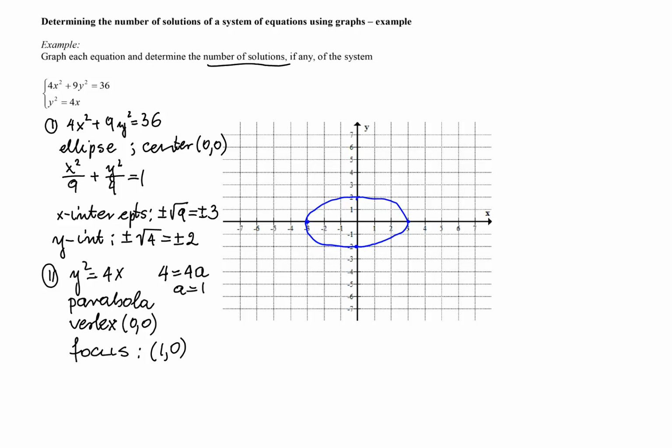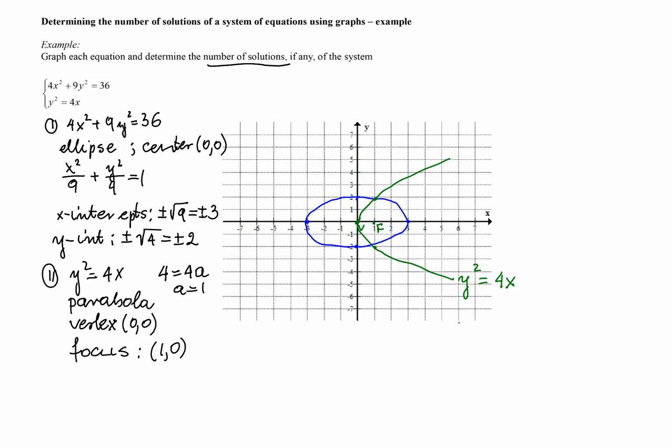So we'll graph the parabola using the vertex and the focus, and we know that the distance between vertex and focus is 1, so we'll use the latus rectum segment to graph that parabola. From the focus, we'll go 2 units up to find one endpoint and 2 units down to find the other endpoint of the latus rectum. And once we have those 2 points, we are ready to graph the parabola. This is the parabola with the equation y squared is equal to 4x.